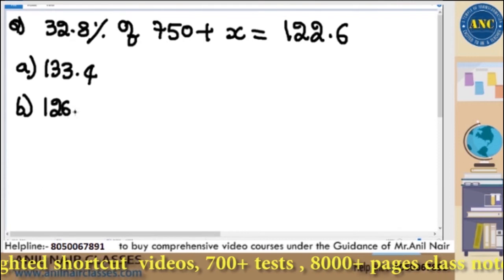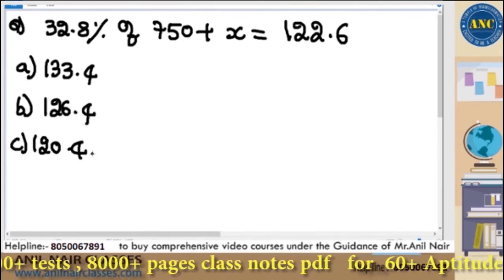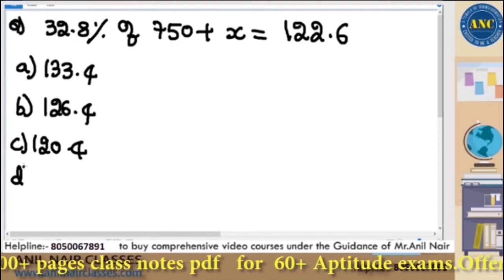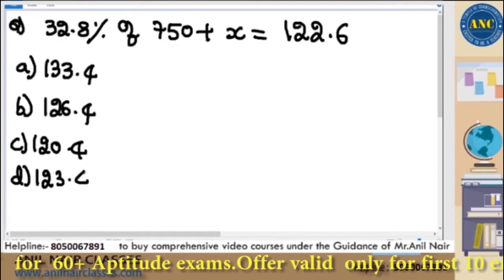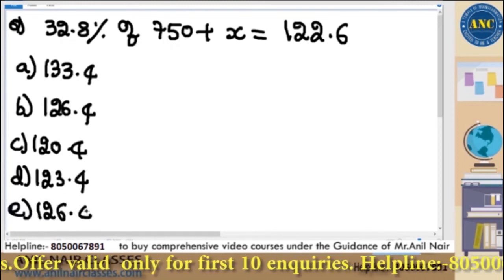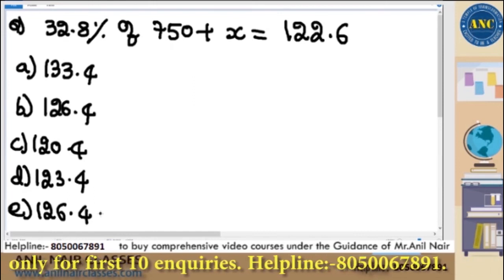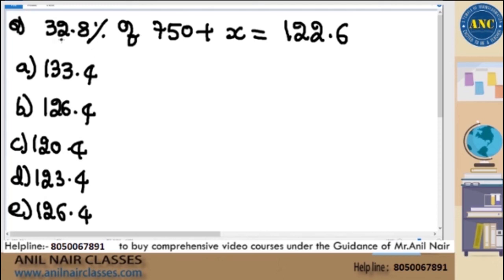133.4, 126.4, 120.4. A CAT student from NIT has asked me a question. 123.4. He is from NIT Warangal. His name is Sirish. Sirish, this is for you, beta. 32.8% of 750 plus x is equivalent to 122.6.